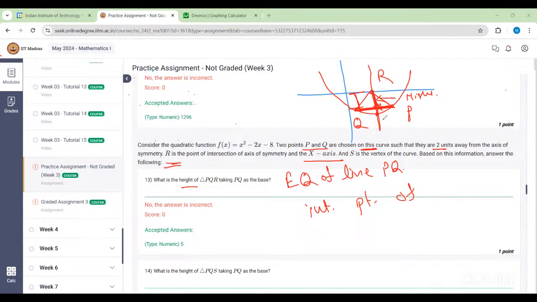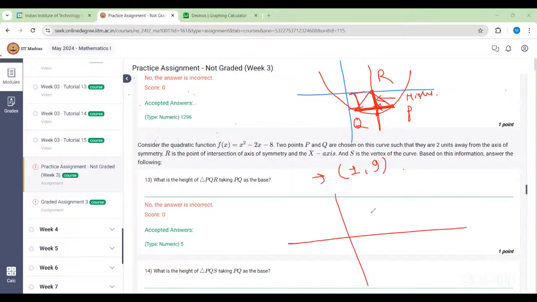Is the method clear? Ma'am, suppose the vertex on the axis of symmetry is 1 comma 9, then how will you find 2 units away? I think it's a distance in X or in Y, both. What is the vertex coordinate? 1 comma 9, right? So it will be 1 comma minus 9, right?